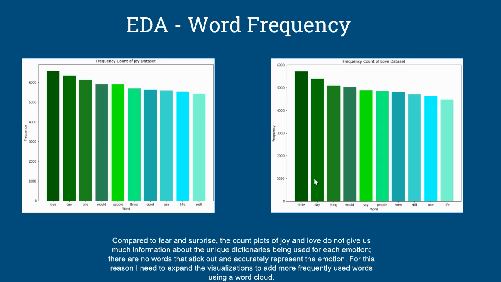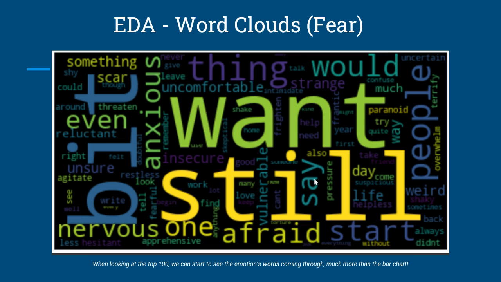For this reason, I decided to expand my search to get a larger look into the top 100, excluding the top 10. So we're looking at 11 to 100, top 11 through 111 words for each emotion using a word cloud. The word cloud for fear definitely gives us a much better picture of the class and unique lexicon used, and which will be utilized in any creation of the RNN.